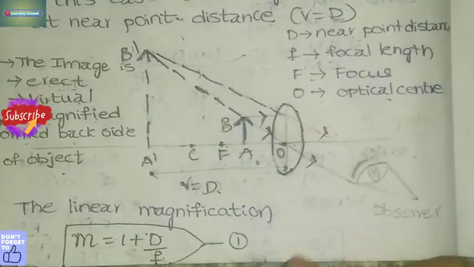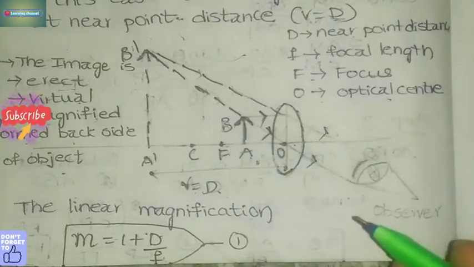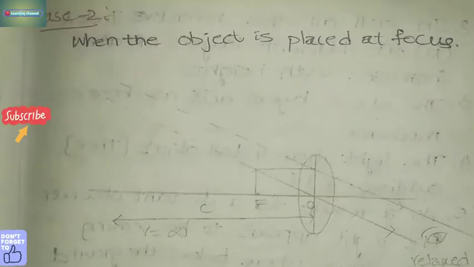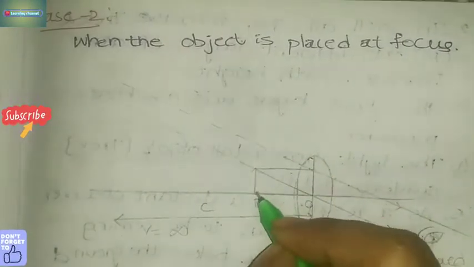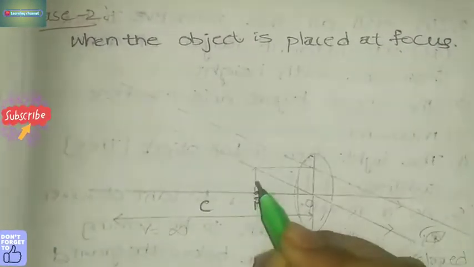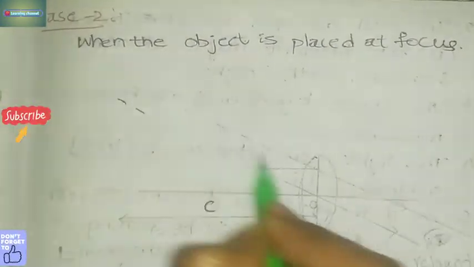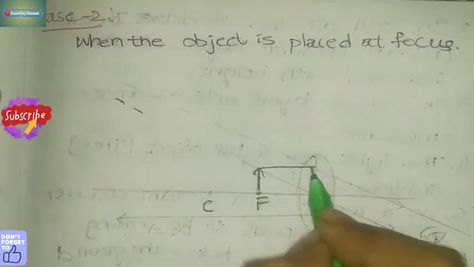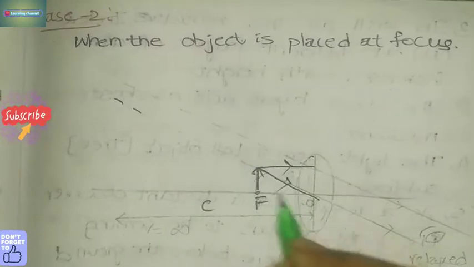Now let us see the second case, when the object is placed at focus. So at focus, if you place the object, how is the image formed, let us see. Case 2: the object is placed at focus. So this is the lens. The object is placed at focus. We have to extend the lines backward. We are taking two rays, this is the first ray and the second ray.